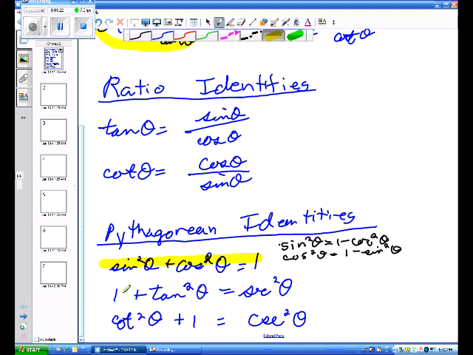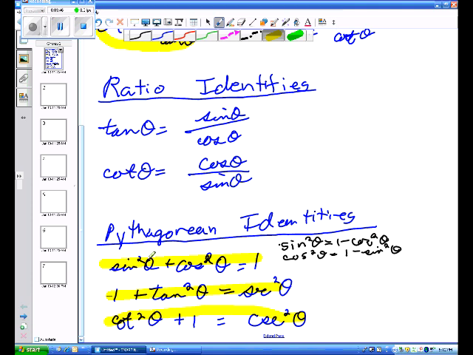Sine squared plus cosine squared equals 1. 1 plus tangent squared equals secant squared. And then cotangent squared plus 1 equals cosecant squared. And then to find the other ones that go along with these, the variations of these, it's just a matter of solving. So tangent squared equals secant squared minus 1.